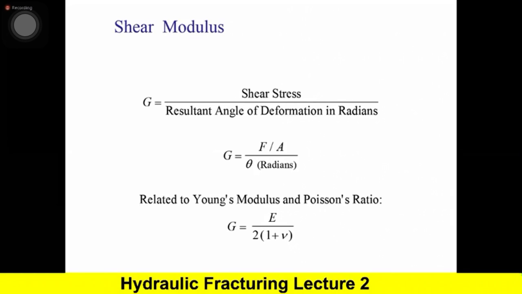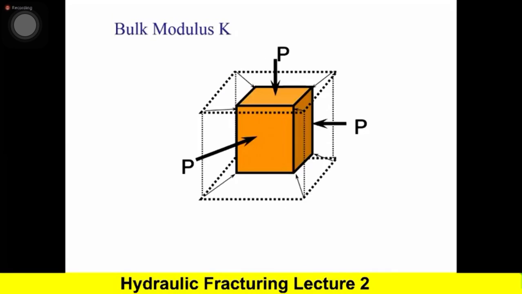But you can calculate shear modulus. It is related to Young's modulus and Poisson's ratio. So if you know Young's modulus and Poisson's ratio, you can calculate shear modulus. It's interesting that all things are related to one another. Young's modulus and Poisson's ratio are independent variables.